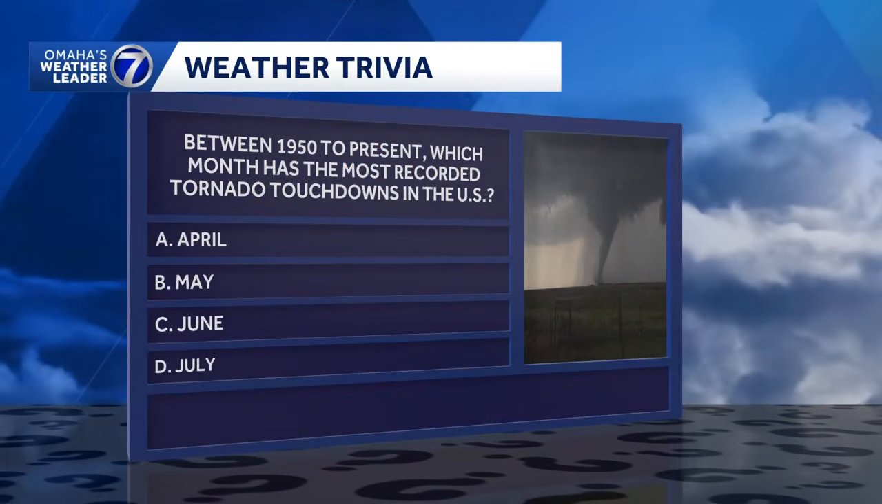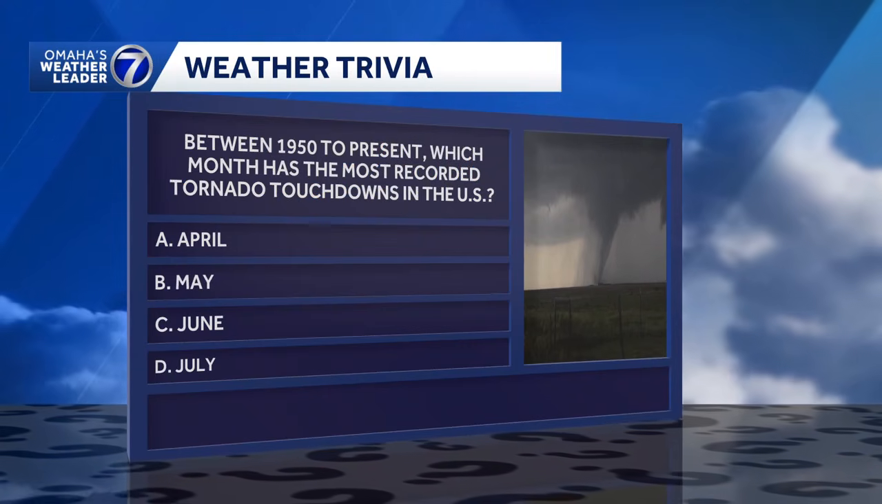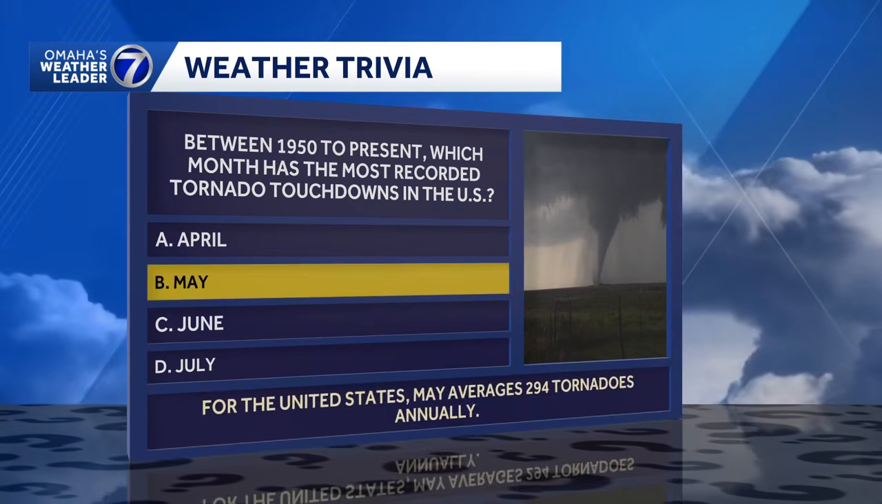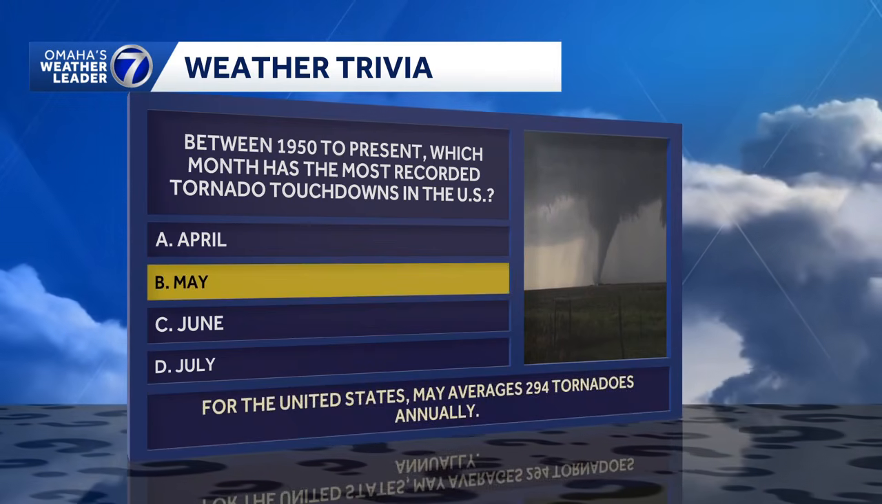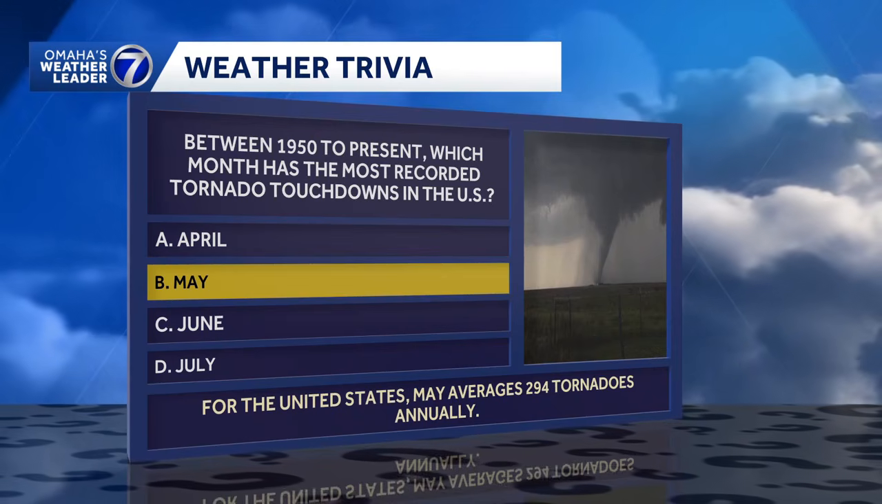Welcome back to Chronicle. Which month has seen the most tornado touchdowns in the U.S. since 1950? If you guessed May, you are correct. 294 tornadoes touch down here in the States on average every year in May.